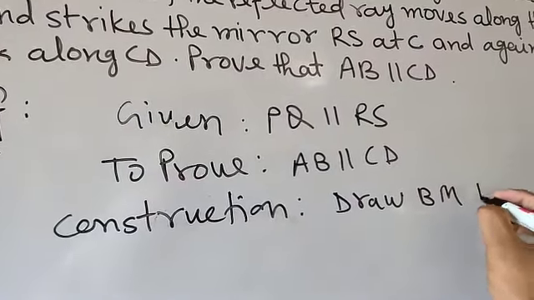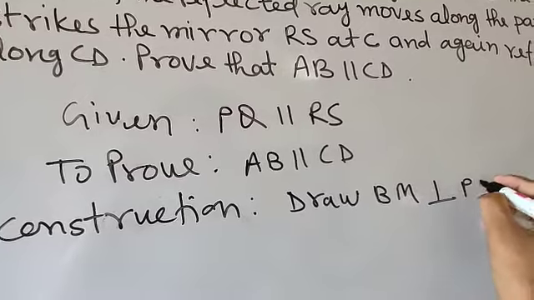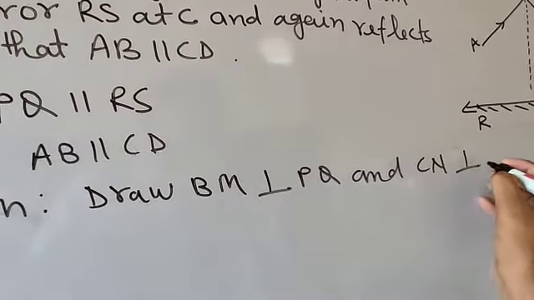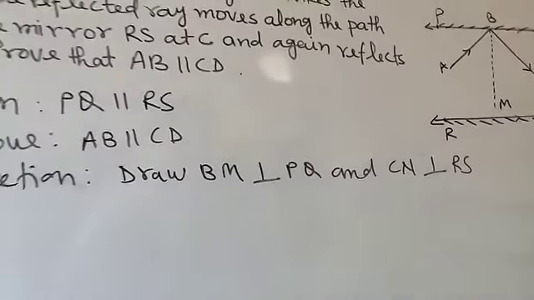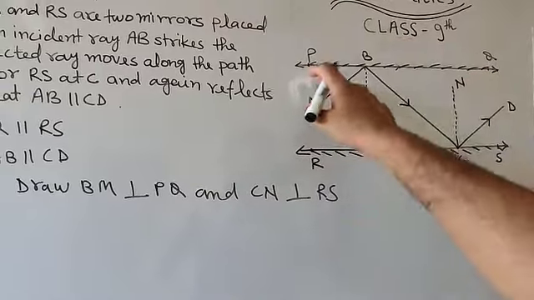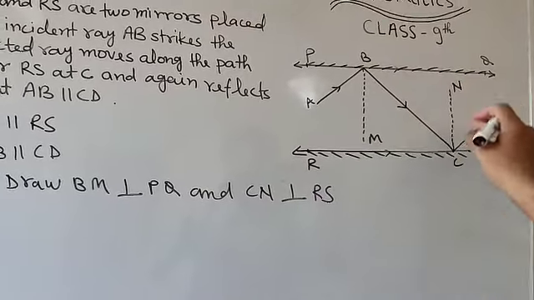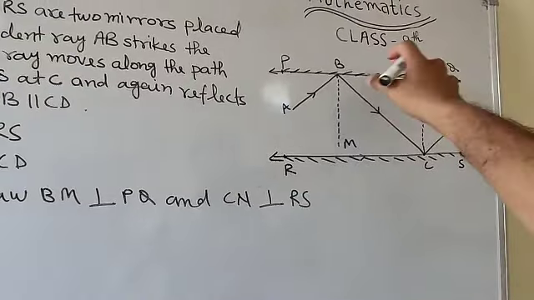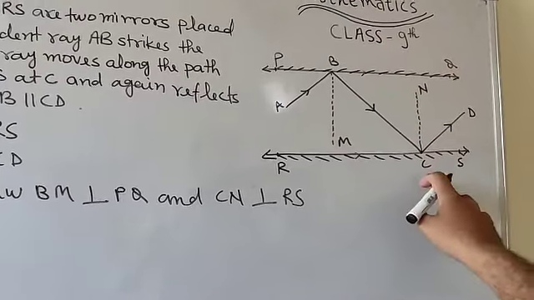BM perpendicular to PQ and CN perpendicular to RS. Here I am going to draw the perpendicular from point B and point C on the mirrors PQ and RS. So BM and CN are perpendiculars on the mirrors from the B point and from the C point.